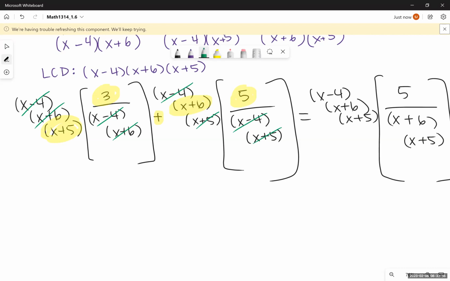And then lastly, down here, the x plus 6 and the x plus 5, that's what cancels. The only thing that remains is the x minus 4 and the 5. And obviously, don't forget that equal sign.